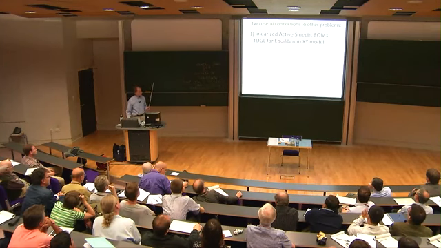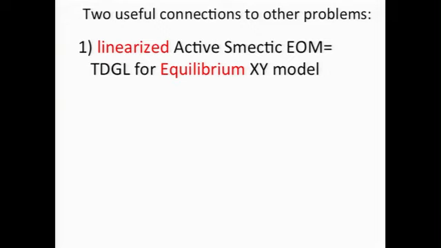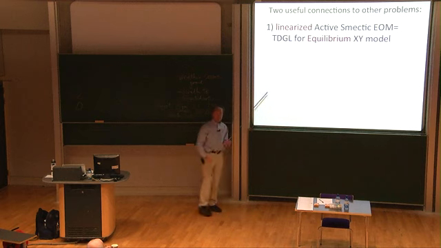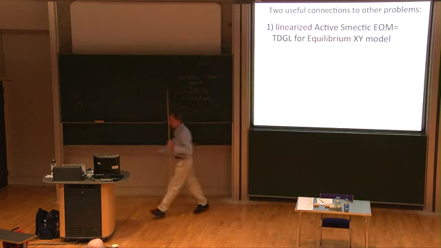Okay. Now I want to make some connections to other problems because it's a lot easier to solve things if you map them onto things that other people have already solved. And so that's what I'm going to do. There's two connections we can make here. One is that the equation of motion that I wrote down for active Smectics looks just like a purely relaxational model, a time-dependent Ginsburg-Landau model, for an equilibrium XY model.